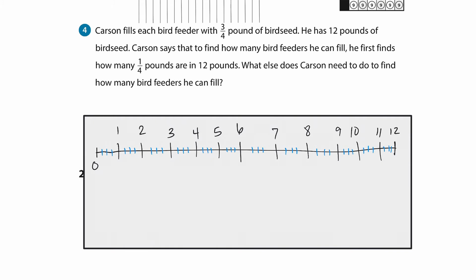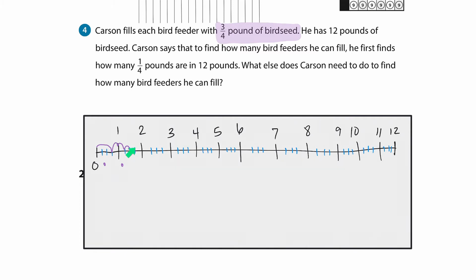The next thing that I know is that his feeder can hold 3/4 of a pound of birdseed. So what I need to do is count by 3/4. So here's 1. So there's 1, 2, 3. I am doing terribly at this. So another 3. So we can count 1, 2, 3. So there's 1, 2, and then so forth. So we'll count 1.